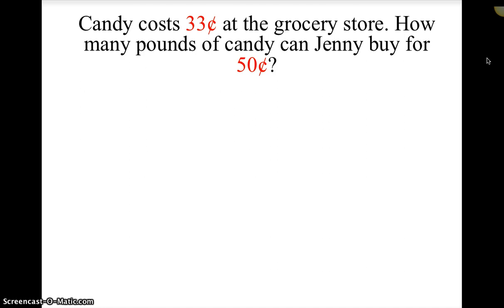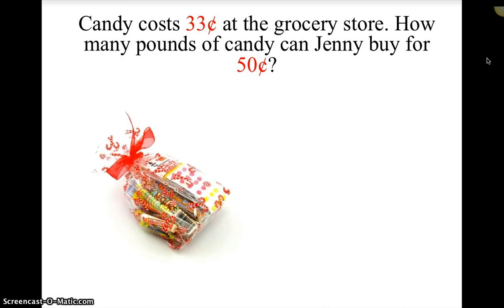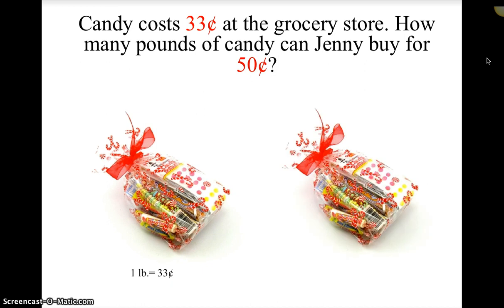Let's look at our third and final problem. Candy costs 33 cents at the grocery store. How many pounds of candy can Jenny buy for 50 cents? So we see our first pound of candy is equal to 33 cents. We have a second pound of candy, so 2 pounds of candy would cost 66 cents, but Jenny only has 50 cents, so that is over her limit.